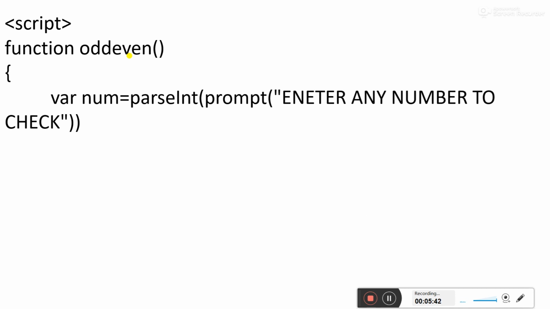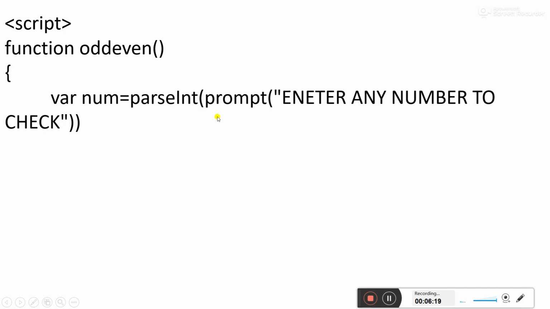And then var num is equal to, what is this? Where num, we are creating a variable to accept the number from the user. So whatever we are accepting from the user, we are going to save that number into a variable that is called num. This num is a variable name, and this parseInt prompt enter any number to check. This is the message on the prompt box, but the prompt box is popped up by using prompt keyword.